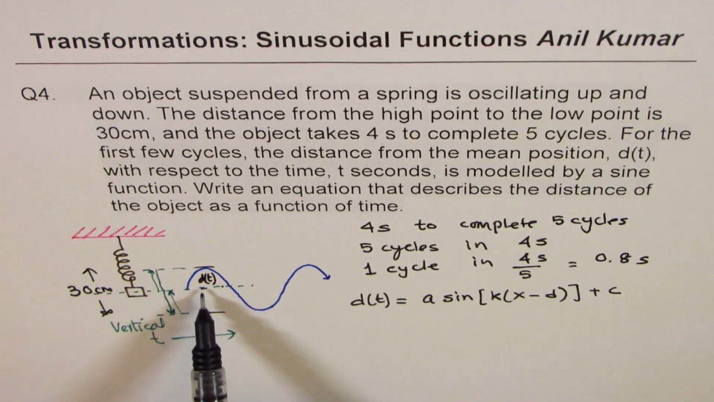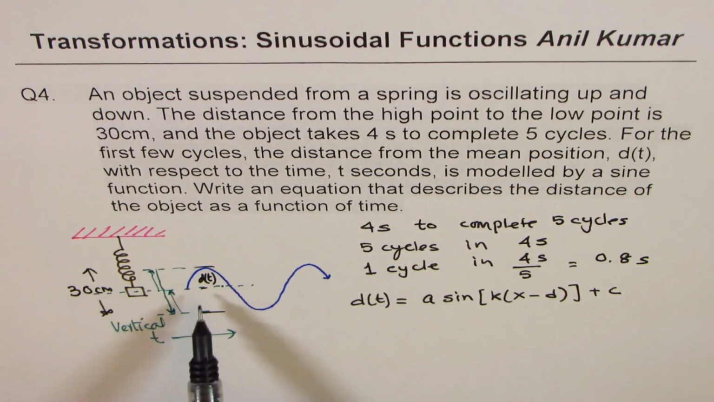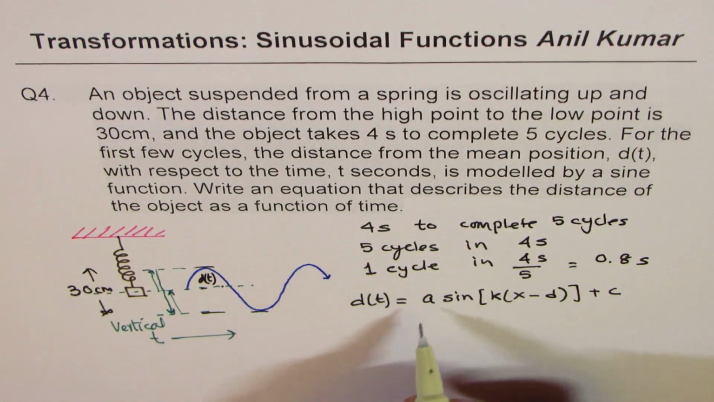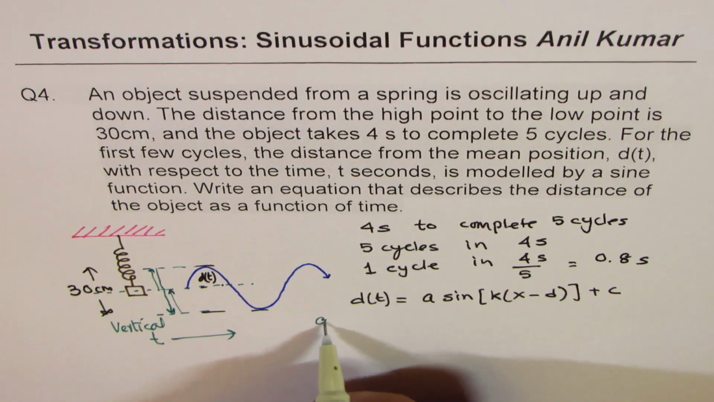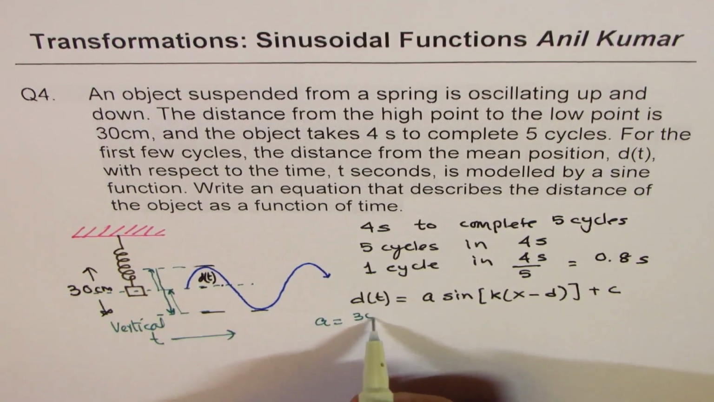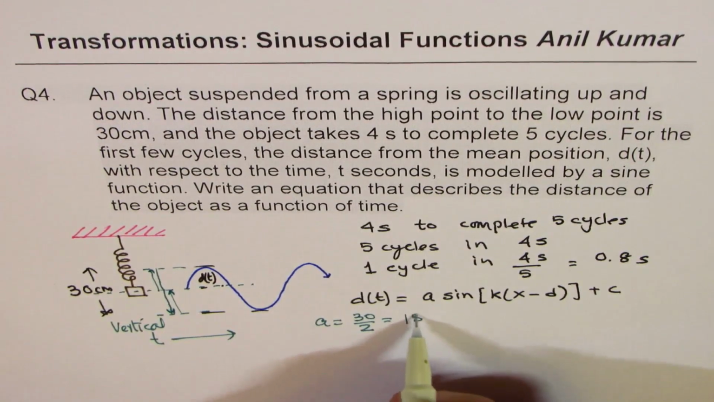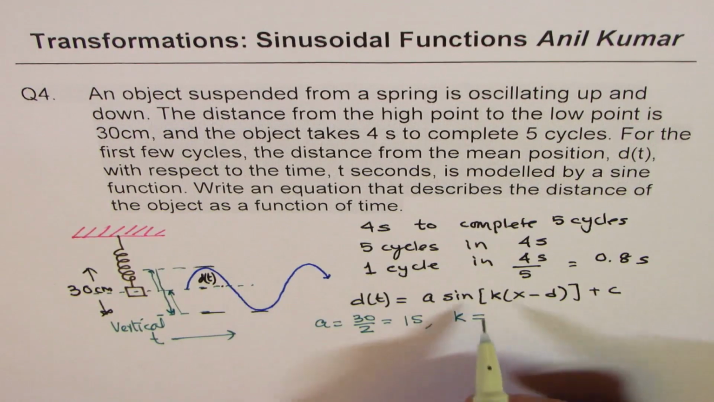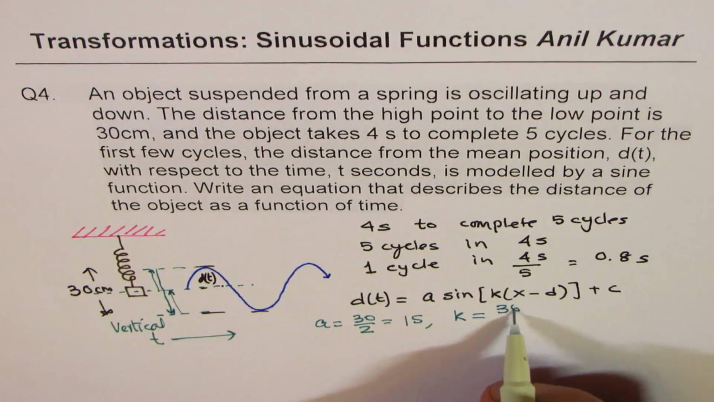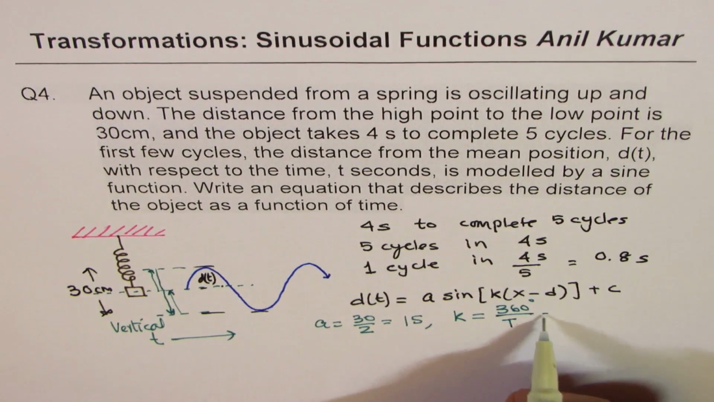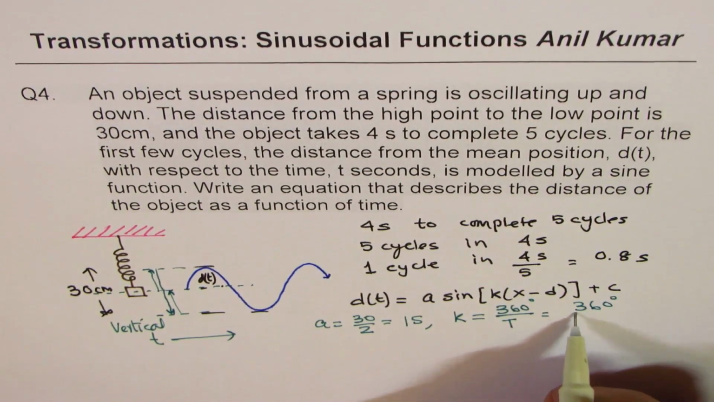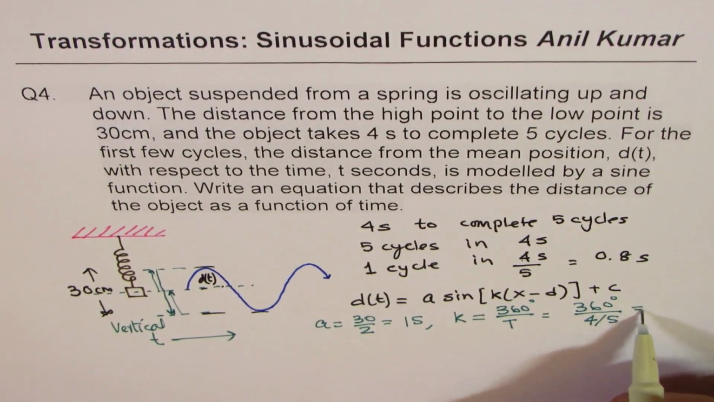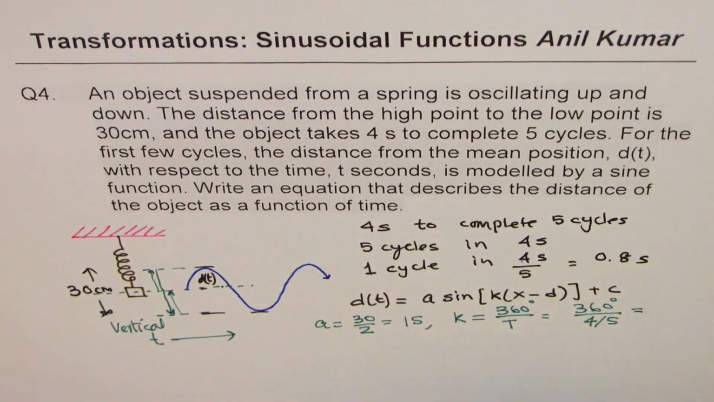Is that okay? Now, since we are saying that the distance is from the mean, c is 0, correct? A, the amplitude, is the maximum distance you can go up. So 30 is the total distance, and half of 30 is the amplitude. So what is the amplitude here? Amplitude is 30 divided by 2, which is 15, correct? The value of k, if you work in degrees, will be 360 divided by the time period. In our case, it will be 360 divided by the time period, 4/5.